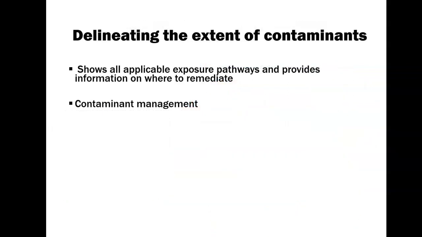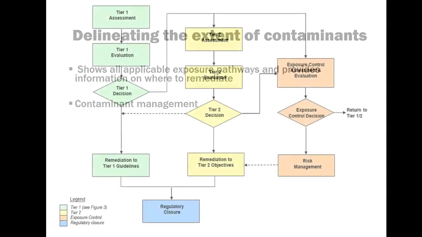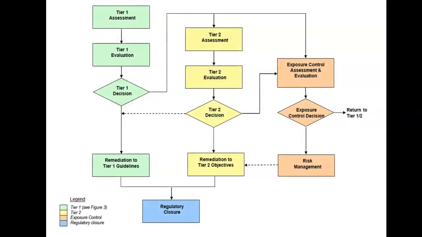So when we're looking at delineating the extent of our contaminants, we need to show all applicable exposure pathways and provide information on where we're going to remediate, and this is contaminant management. Now we can get into how we actually use the Tier 1 and Tier 2 guidelines and exposure control.